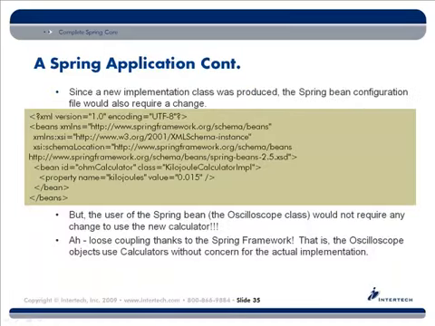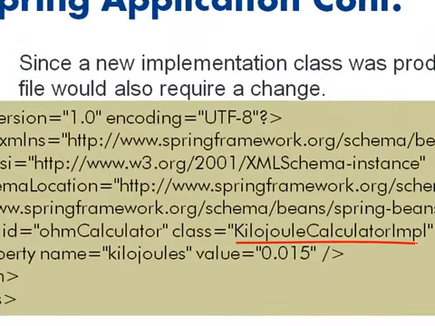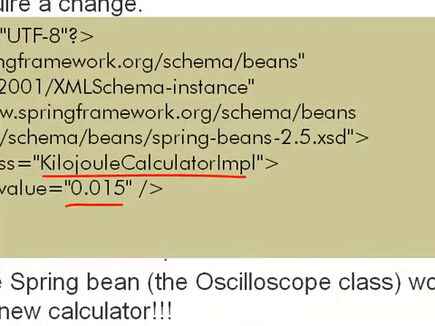In our configuration file, our Spring Bean configuration file, instead of having a calculator impl, we'll have a kilojoule calculator impl. In fact, we'll call it the same thing. We'll call it the ohm calculator. Now we provide a dependency injected value of 0.015 for kilojoules as opposed to what we set up for watts. And now how does the actual oscilloscope class that uses our container and our beans change? And the answer is it doesn't change a bit.